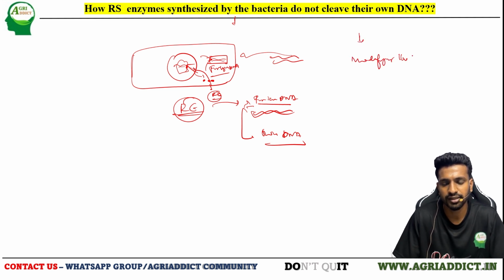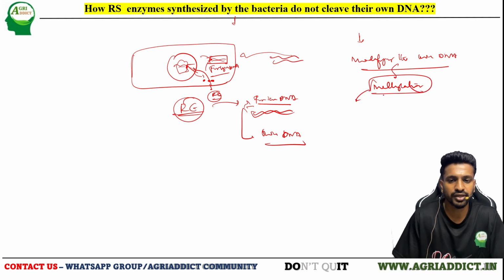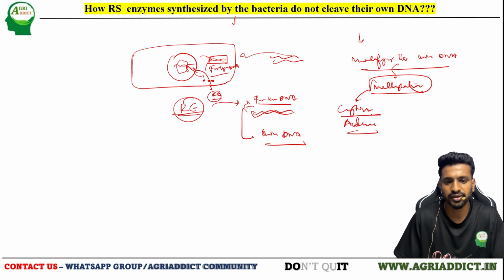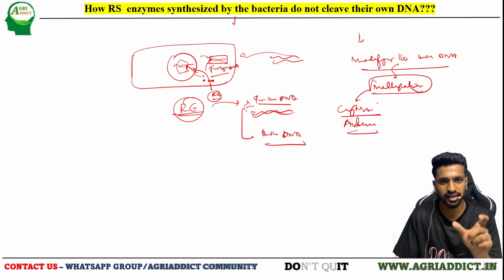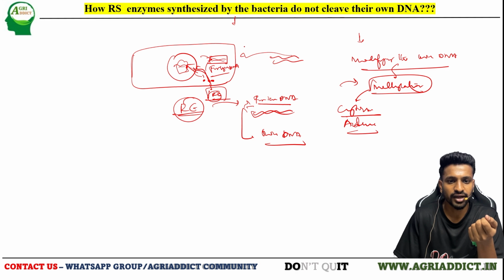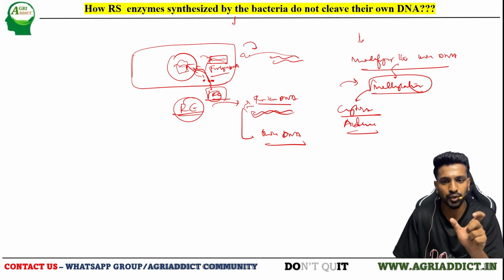modifying its own DNA. So the own DNA of the bacteria is modified by the methylation process. Methylation usually occurs in cytosine residues or adenine residues, just like a marking, so that these methylations can be recognized by the restriction enzymes. Wherever the methylations are present, it will consider that its own DNA and won't degrade it. Okay, so this is about recognizing itself and differentiating between the foreign DNA and its own DNA.